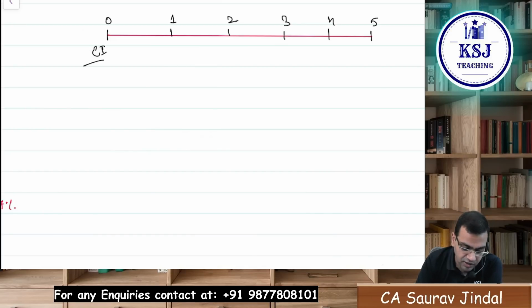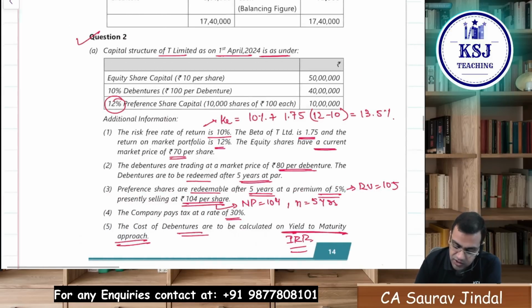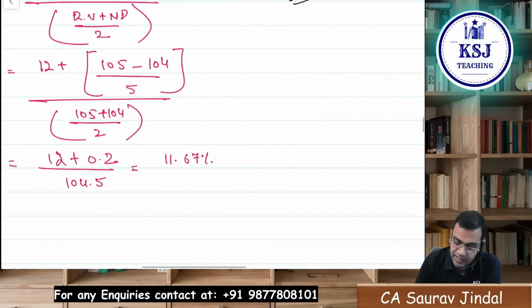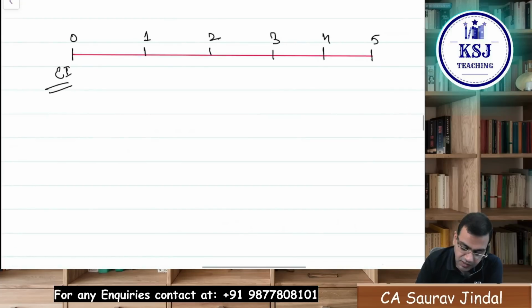How much will be your cash inflow? The debenture is currently being traded at 80 rupees. So this will be the net proceeds, a cash inflow of 80 rupees. Here you will have a cash outflow, that is the redemption value of 100 rupees. Now every year there will be a cash outflow. What will that be? Interest amount.